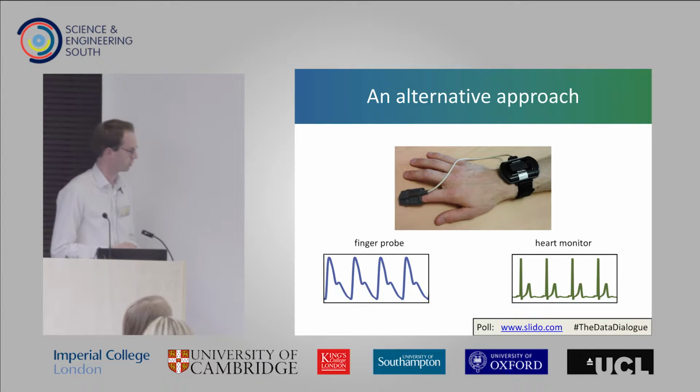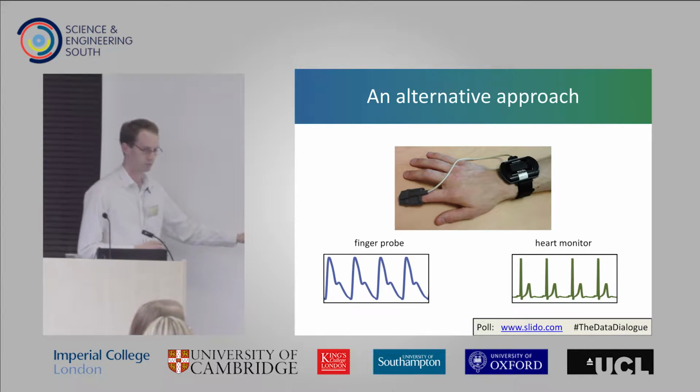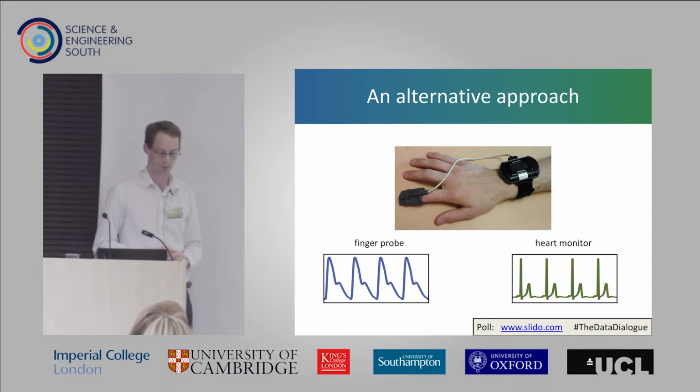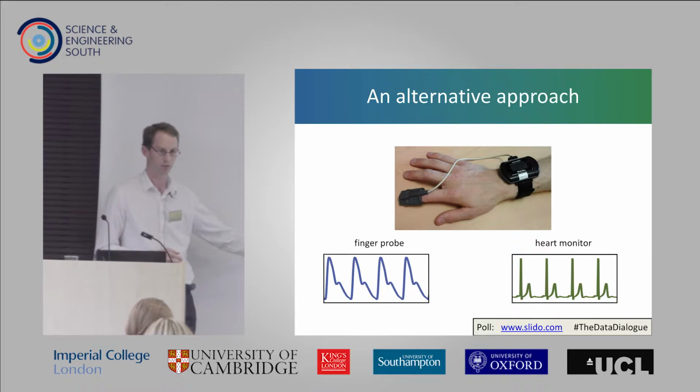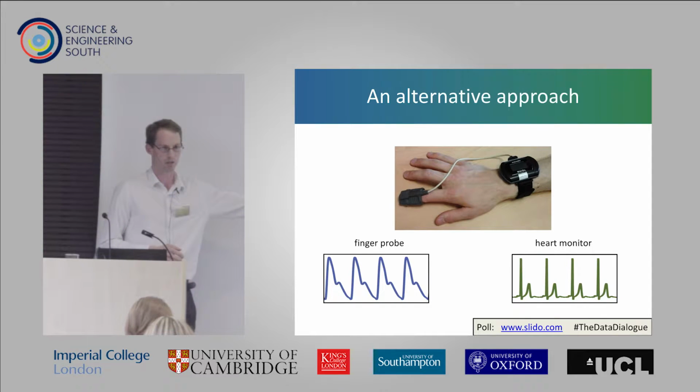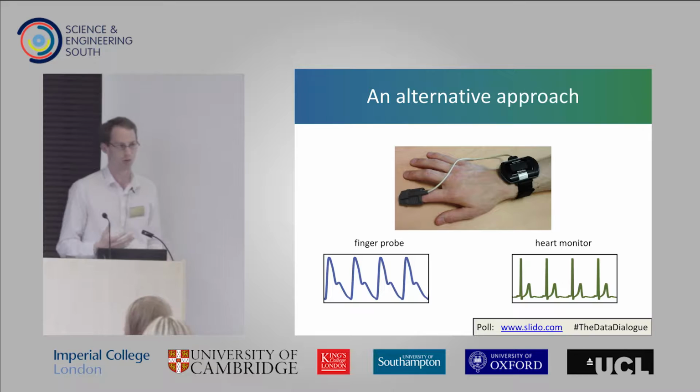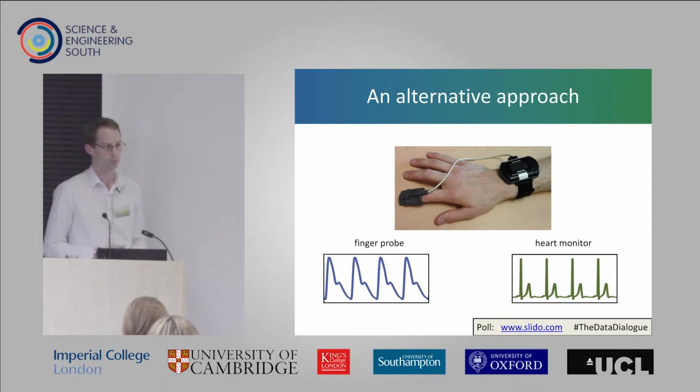An alternative approach is to use an existing signal, which is acquired for other purposes. So here we have a finger probe, with the signal that gives us, and you may recognise on the right an ECG, a heart monitor, which is commonly accompanied by a beep on your favourite hospital drama.